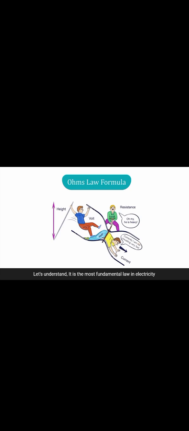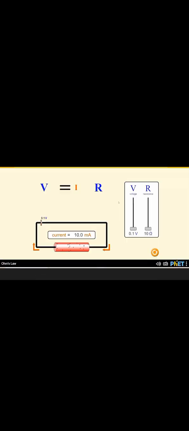There is a relationship between voltage, current, and resistance as well, which is known as Ohm's law. Let's understand. It is the most fundamental law in electricity, that is Ohm's law, or we can call it V equals IR. V is the voltage, which means the potential difference between two charges. I is the charges flowing through the conductor per unit time, and R is the resistance resisting the flow of charges. Let's look at the simulation to understand the relationship.